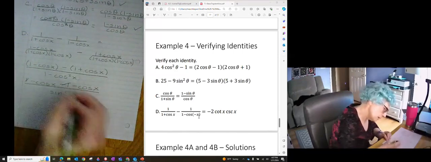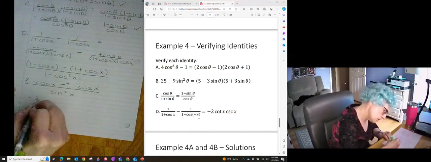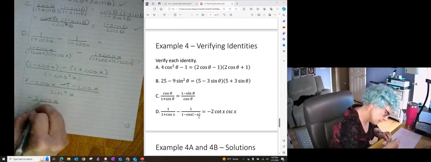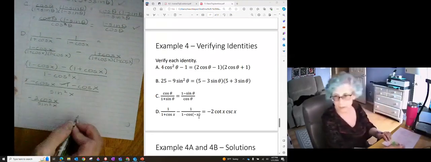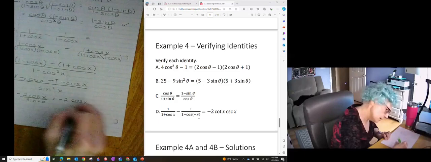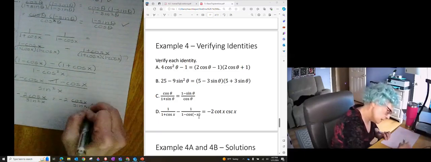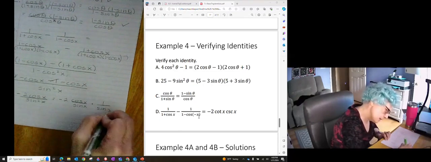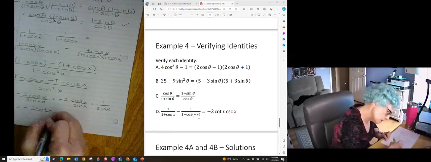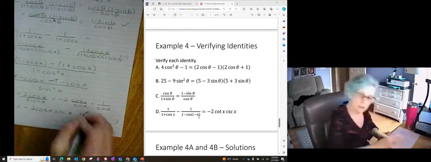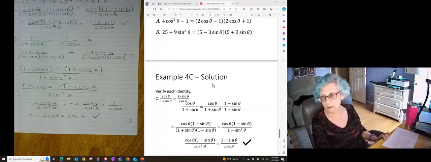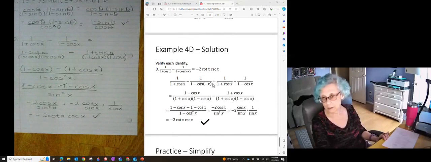1 minus 1 goes away, so I have minus 2 cosine of x living on top of sine squared of x, which is the same thing as minus 2 of cosine living on top of sine times 1 living on top of sine, which is the same thing as minus 2 times cotangent times cosecant. Yay, it's exactly what I wanted.